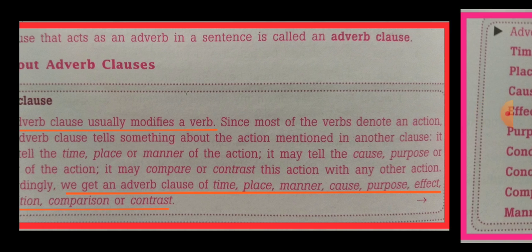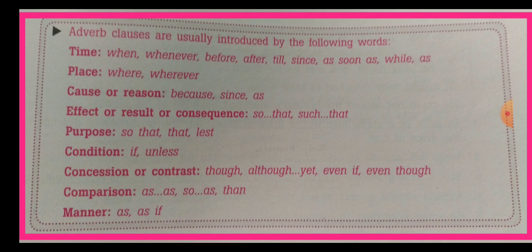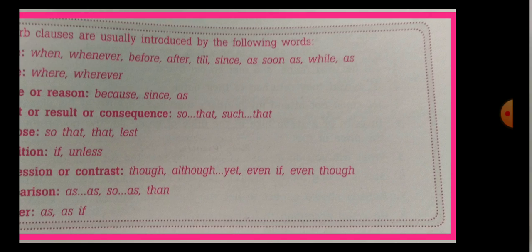This is the adverb clause. Now, adverb clauses are usually introduced by the following words, just as an adjective clause is introduced by who, whose, whom, which, that. Adverb clauses are introduced by when, whenever, before, till, since. These are the introducing words for time. For place we get where, wherever. For condition we get if, unless. For manner, as if. These are all the introducing words for adverb clauses.